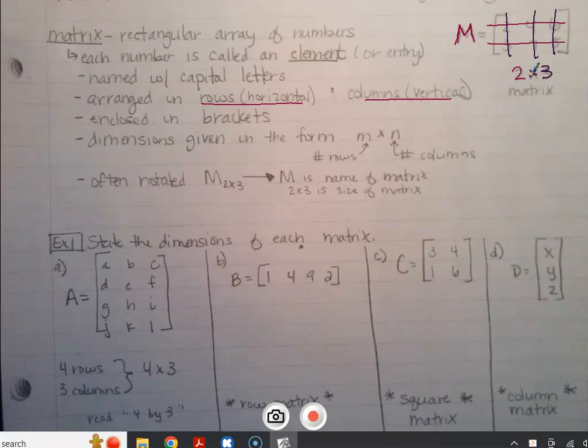Okay, and the last thing, because the dimensions are important, because when it comes to addition and multiplication and things, subtraction, there are only certain ways we can, or certain matrices we can add or subtract or multiply or divide. And the last one is it's enclosed in brackets. So the matrix is always in a bracket.